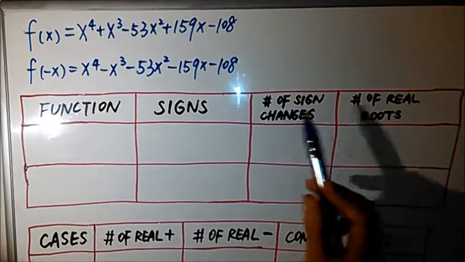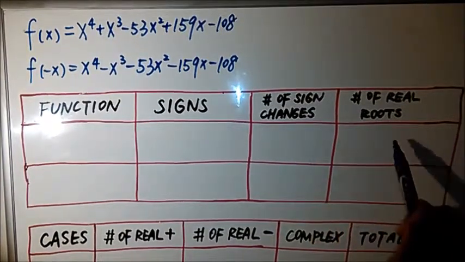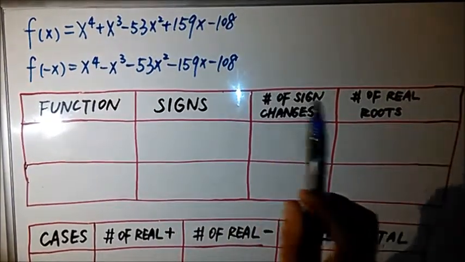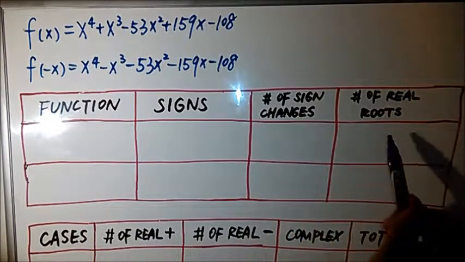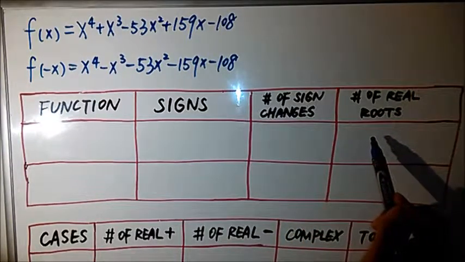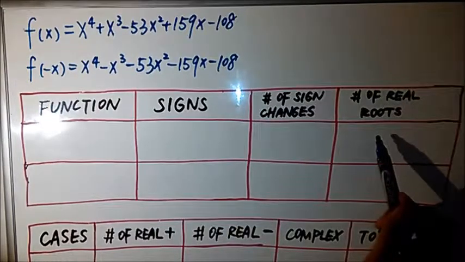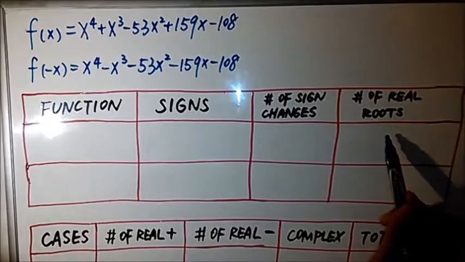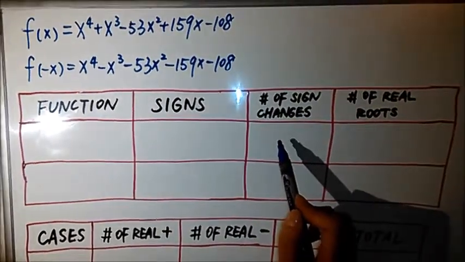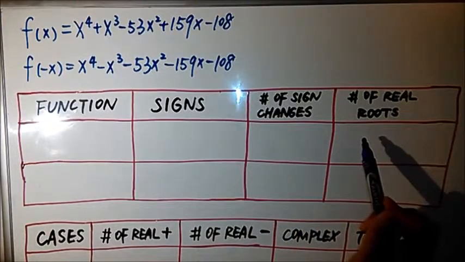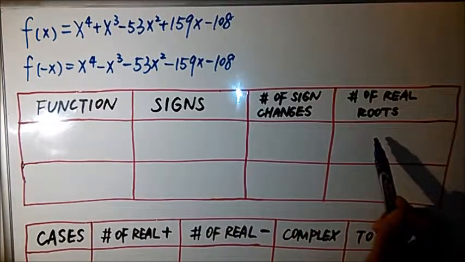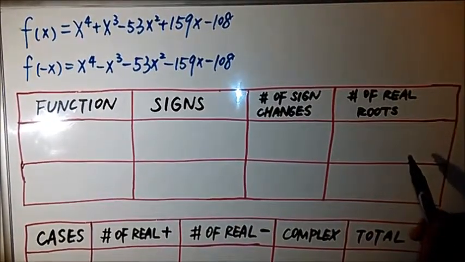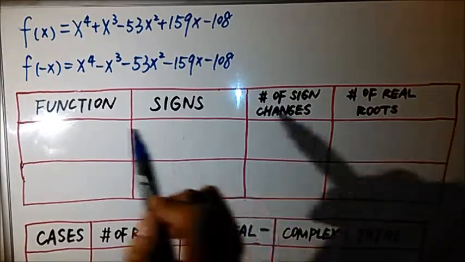The number of real roots that you will get will be equal to the number of sign changes, or less than the number of sign changes by an even integer. And usually that even integer is 2. So if you have 3 sign changes, you have 3 real roots, or 3 minus 2 roots, which is 1. So 3 or 1 roots. So let's do this one.